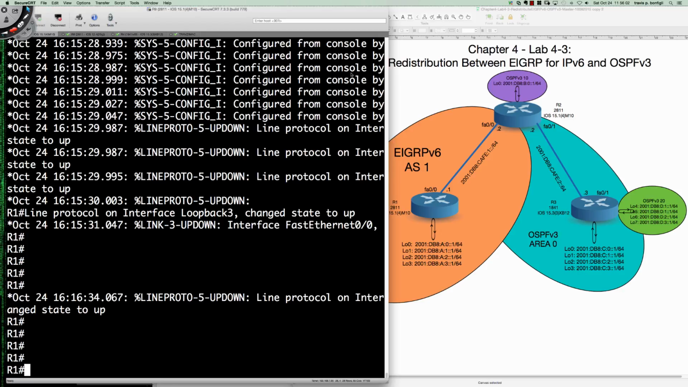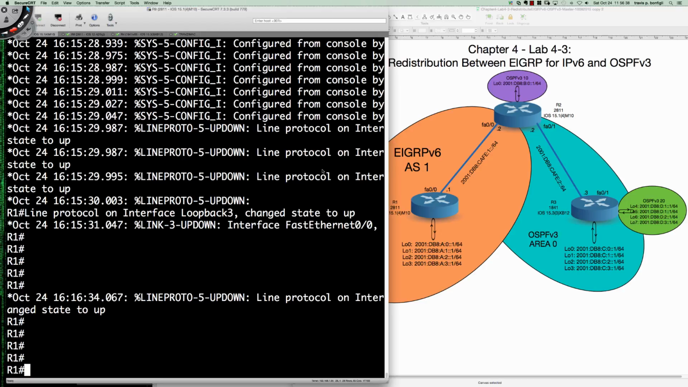And specifically in this video, we're going to be taking a look at redistribution between EIGRP for IPv6 and OSPFv3. As we can see, we have our diagram over here on the right hand side of the screen. You'll notice the difference between the actual lab and my configuration is I'm just simply using the fast Ethernet interfaces here instead of serial interfaces. Again, we're not really dealing with the bandwidth and the delay here, so this is okay, right? I just made a quick substitution, a little easier to cable up. All right, so let's go ahead and dive in.